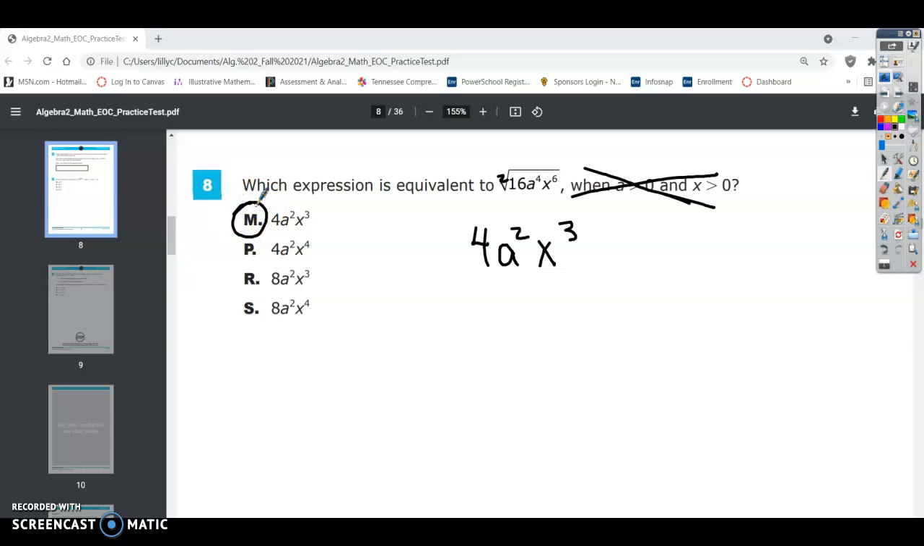And if you know that the square root just kind of undoes something squared, that makes it an easy way to figure that out. All right, so another way to look at this is for the variables, you're looking at a, 4 divided by 2, and x, 6 divided by 2. That's how we got the 2 and the 3 there. All right, so the answer for number 8 is M.